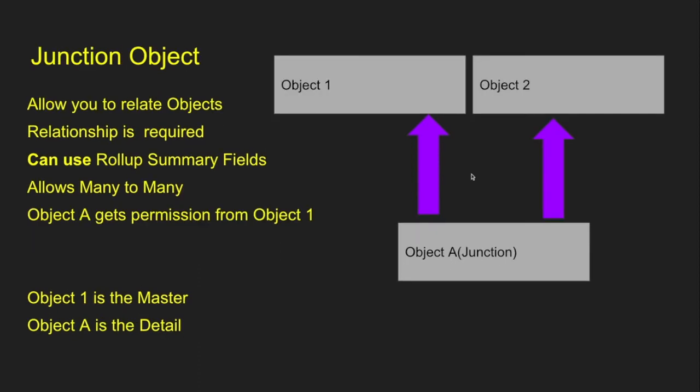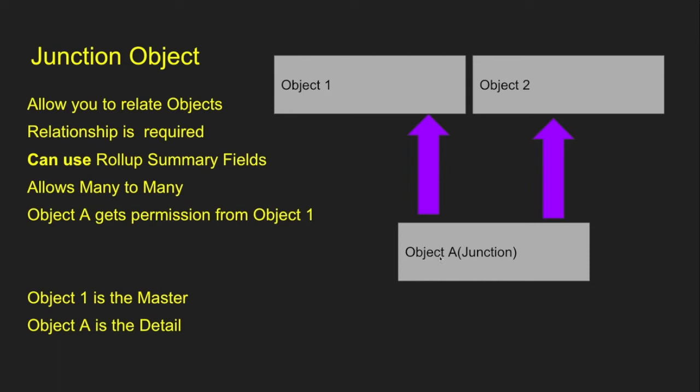The next relationship we're going to talk about here is junction objects. And this is when we need to have a many-to-many relationship. So object 1 and object 2 are both parents in this scenario. Object A is our junction object. So that means we're going to be able to relate object 1 to object 2 through this junction and vice versa. So on object A here, I have a master detail to object 1. I also have a master detail to object 2.